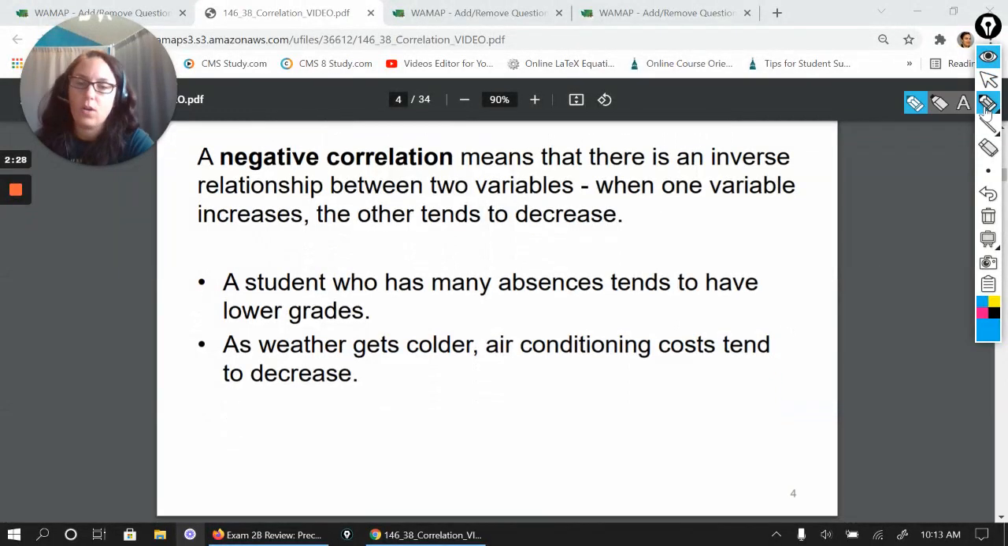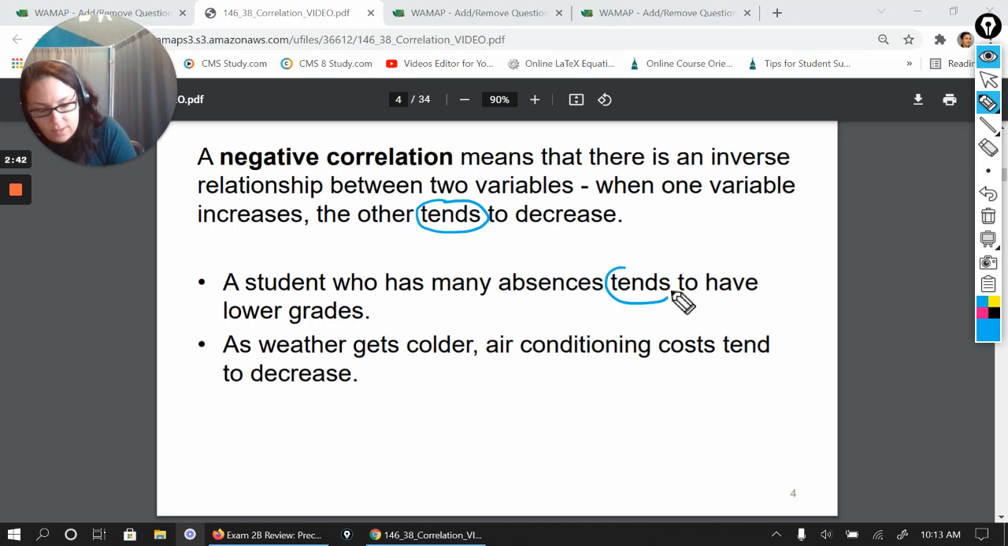A negative correlation means that there is an inverse relationship between two variables. When one variable increases, the other tends to decrease. A student who has many absences tends to have lower grades. As weather gets colder, air conditioning costs tend to decrease.